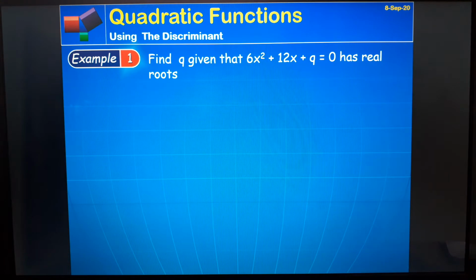So this is what I mean by this. Here we have an unknown coefficient. We have a number in front of the x squared, we have a number in front of the x, but there's a q at the end there. And that's the part we're going to have to find. So we're asked to find q if the quadratic being equal to 0 has real roots. So it's the real roots part that you use to make up your discriminant.